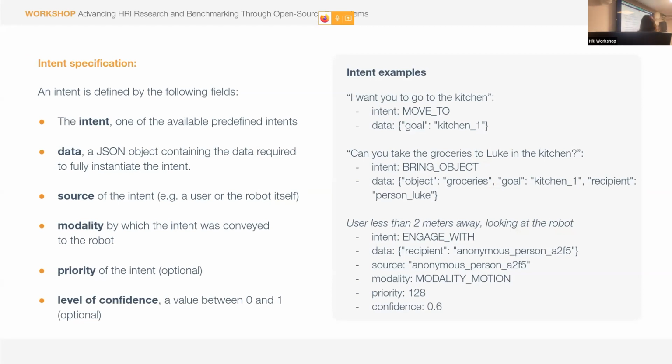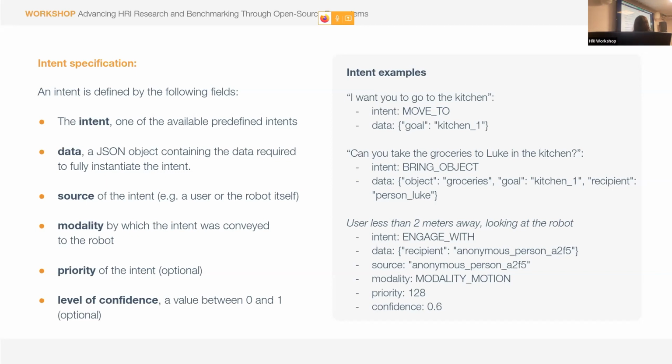So quickly again, if we go through the specification of the intent as it is now, what we have to define, of course, is what the intent is. There's data, where you can have all kinds of parameters that are going to be related to that intent. What's the source of that intent, the modality, and then we can also optionally have a priority, maybe something where we can also set that, and the confidence level. So just how sure I am about that intent.